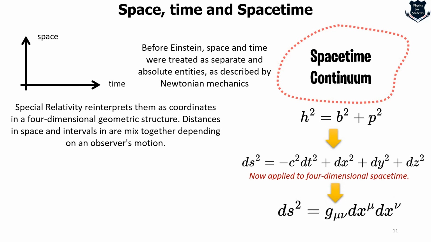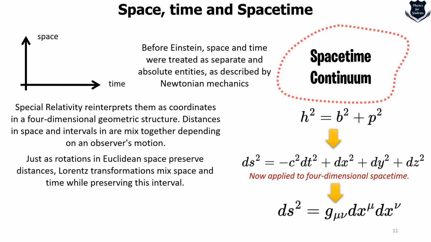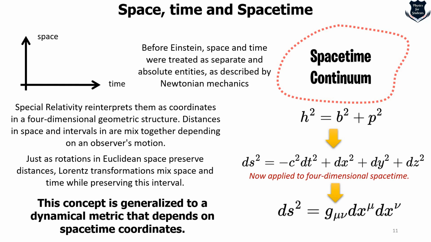Now, this can further be extended in a tensor notation, which is called the metric tensor, which is applied from flat spacetime to curved spacetime. Don't worry about these terms, we will explore them, and I'm going to explain them very easily. So as we rotate a particular coordinate system, the distance between those points remains the same. The same thing happens in special relativity, that Lorentz transformations mix space and time while preserving the interval. So this concept is generalized to a dynamical metric that depends on space-time coordinates.